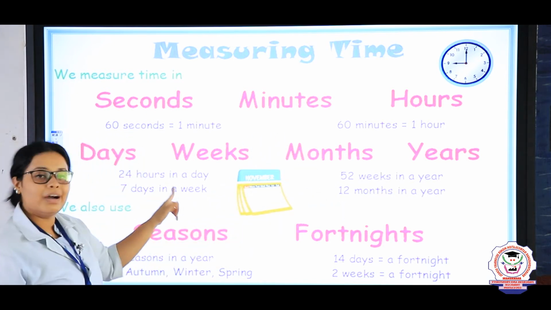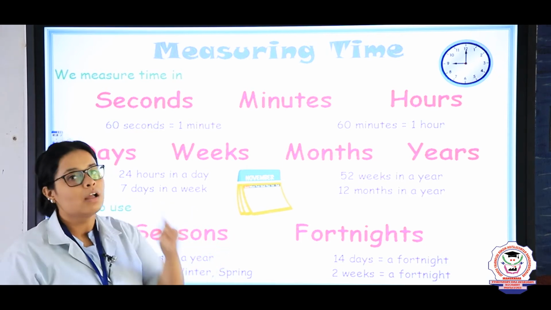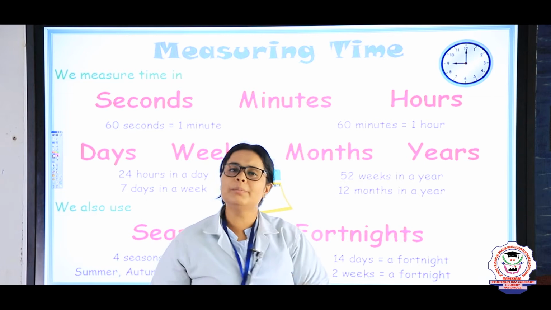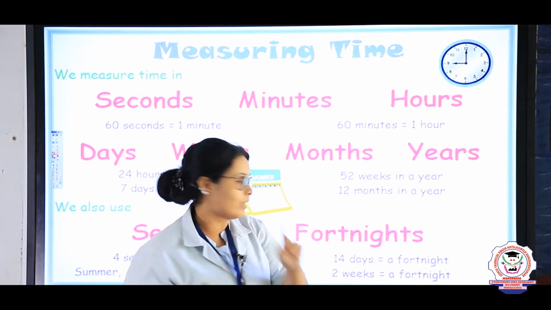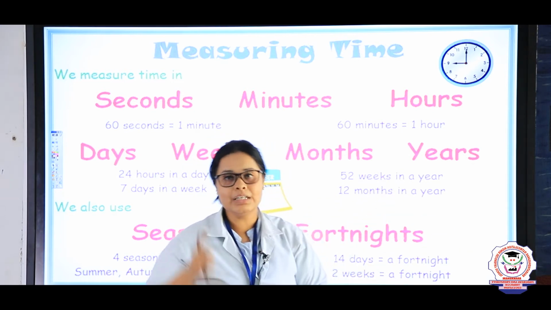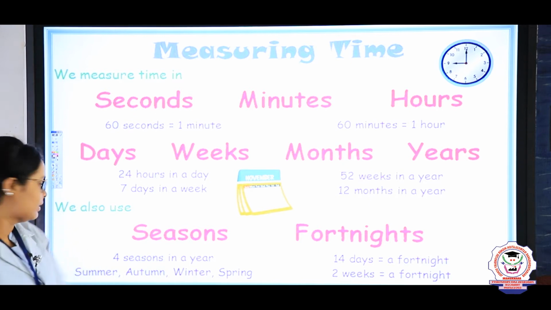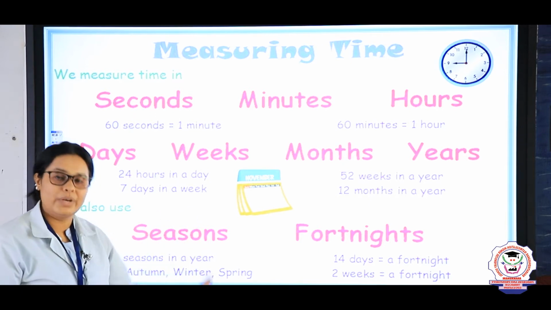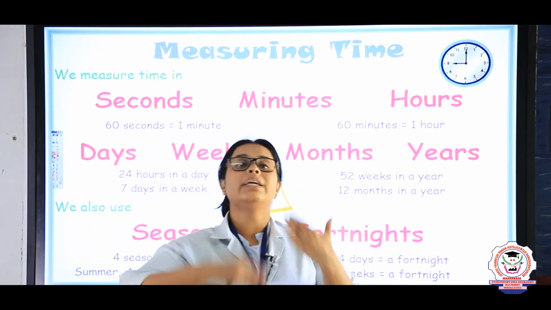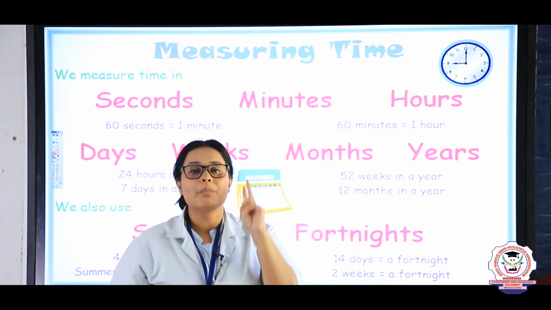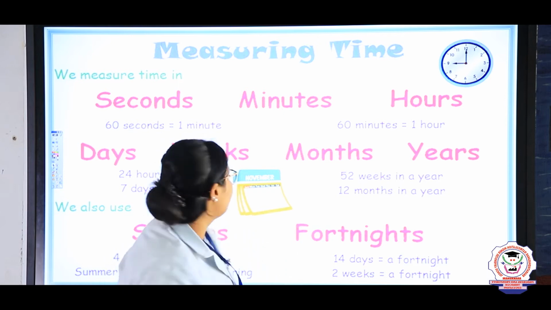So 24 hours are there in 1 day. And in 7 days, how many weeks? 1 week. And approximately, in a non-leap year there are 52 weeks in 1 year. In the same way, 12 months are there in 1 year, right? And seasons, how many seasons are there? There are 4 seasons: summer, autumn, winter and spring. In the same way, fortnight means 14 days, so there are 2 fortnights in a month, right?